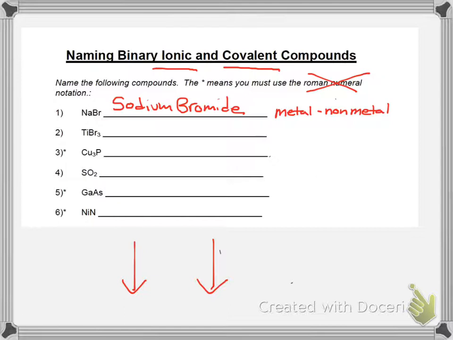In number 4, we see that we have sulfur, which is a nonmetal, combined with oxygen, which is also a nonmetal, so we'll assume this is covalent. Therefore, we use the covalent rules, which means we have to show that the oxygen has 2 members, so we would call that sulfur dioxide.